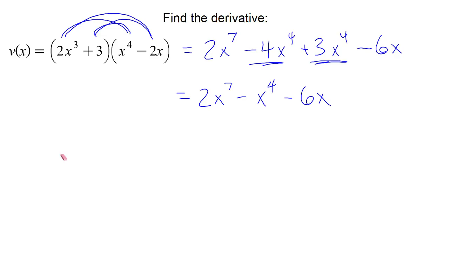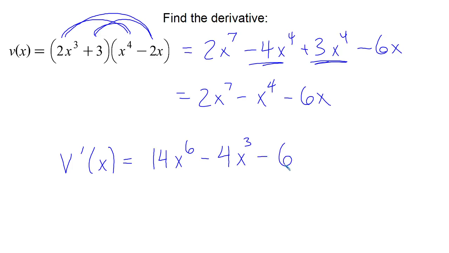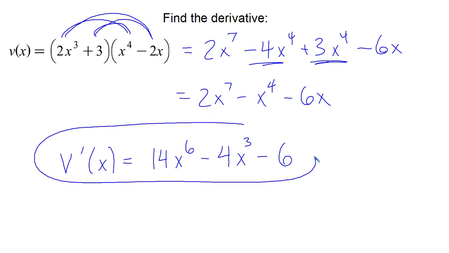And now we'll take the derivative v prime of x, just using the power rule. Should come out to be 14x to the 6th, because 2 times 7 is 14, and we drop the power by 1. And then minus 4x cubed, again with the power rule. And then the linear piece just becomes its slope, right? It's still the power rule, right? Which just becomes minus 6. And there is our derivative.